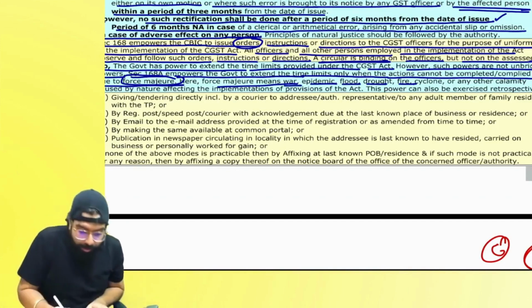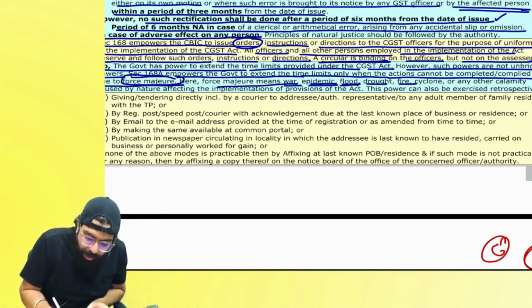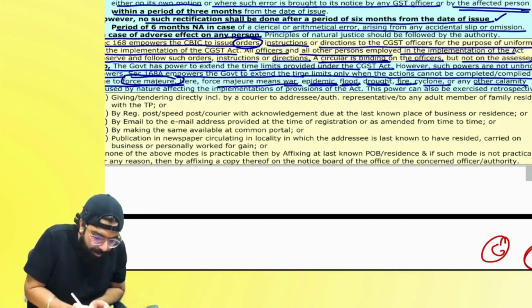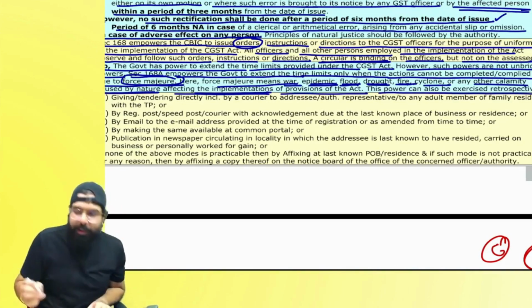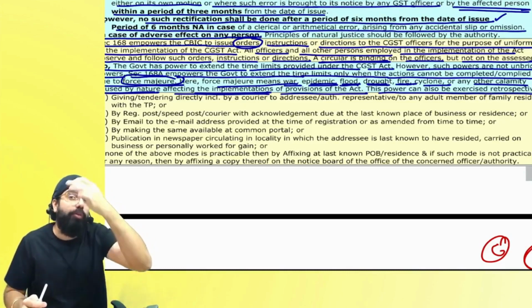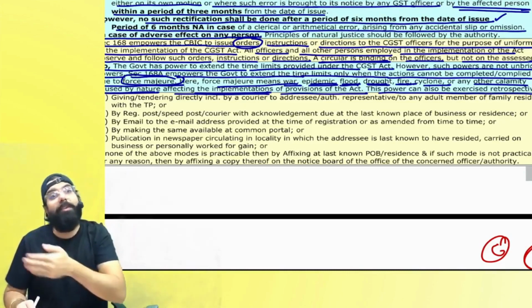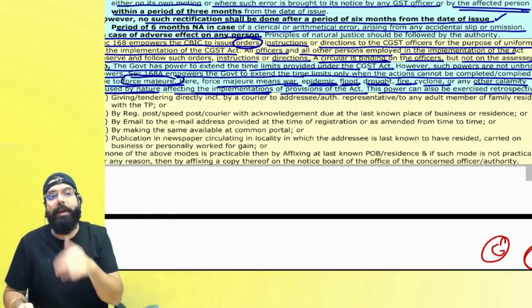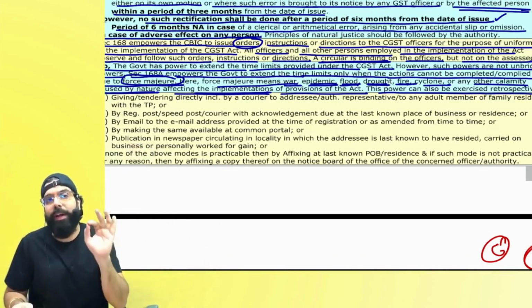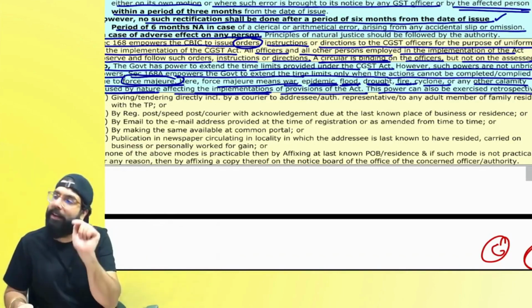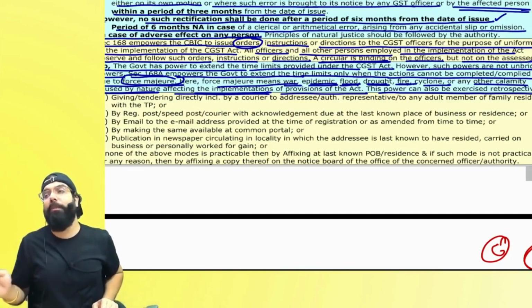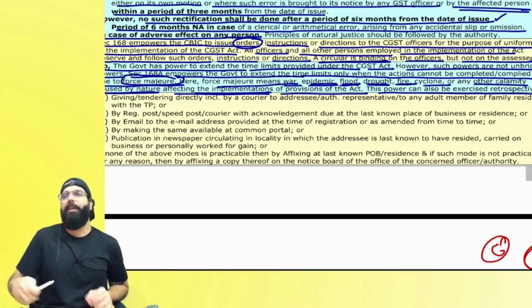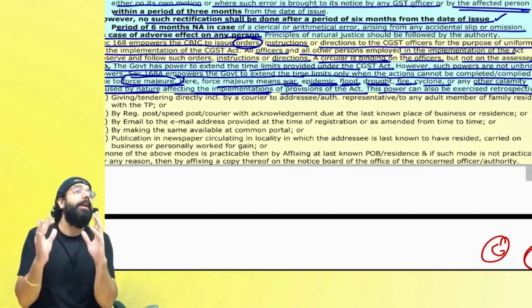Is it possible? Cyclone, epidemic, pandemic, flood, drought, fire, cyclone or any other calamity caused by nature affecting the implementation of the provisions of the Act. This power can also be exercised retrospectively. But this power was introduced during COVID time, because the time limit had to be extended, and hence the government introduced this power. Can the government extend the time limit beyond the time provided by the Act? Yes, by using the power under section 168, but the power can be used only in case of force majeure, which is basically war, cyclone, etc., caused by nature.